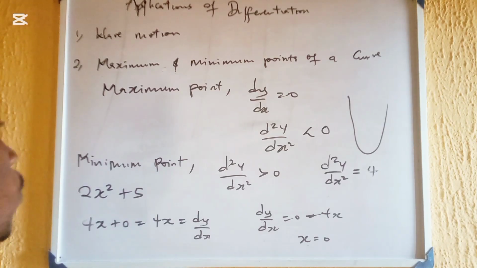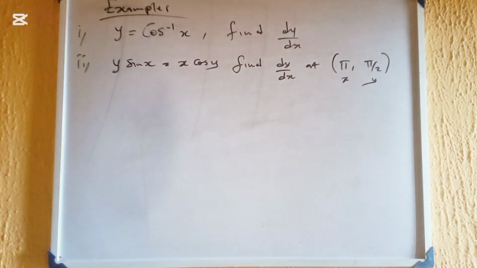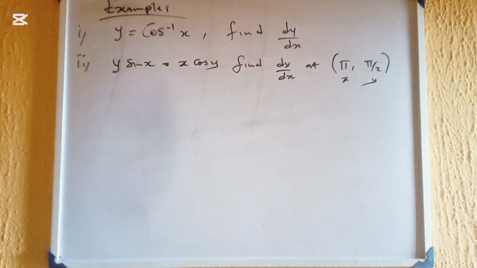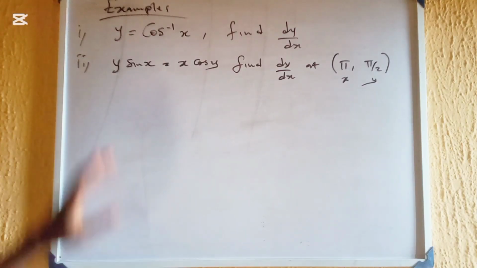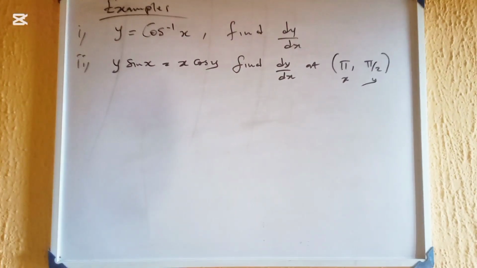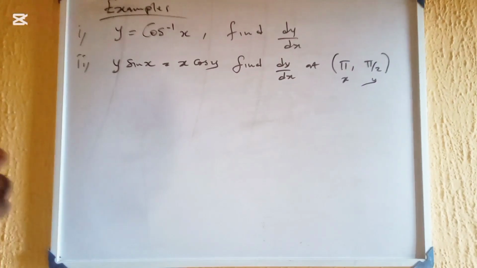Let's solve 2 questions before we wrap up. These are the 2 examples I want us to look at. First one, we have y is equal to cos inverse of x. Find dy/dx. And second one, y sin x is equal to x cos y. Find dy/dx at (π, π/2).